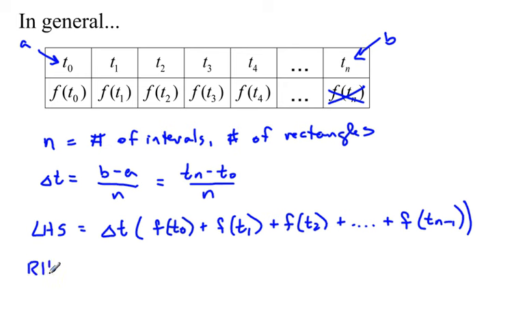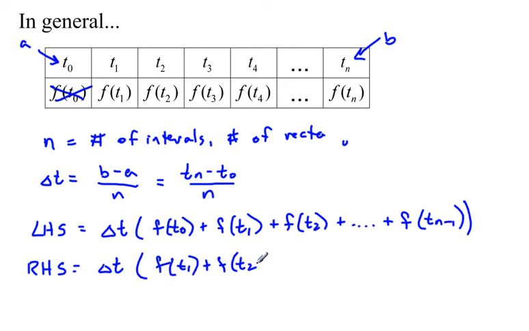Now with the right-hand sum, our width is still delta t, but we're not going to start at this one, so this time we'll get rid of that left one, and there we go. We've got f of t sub 1 plus f of t sub 2 plus f of t sub 3, and our last one is f of t sub n. And that's it.